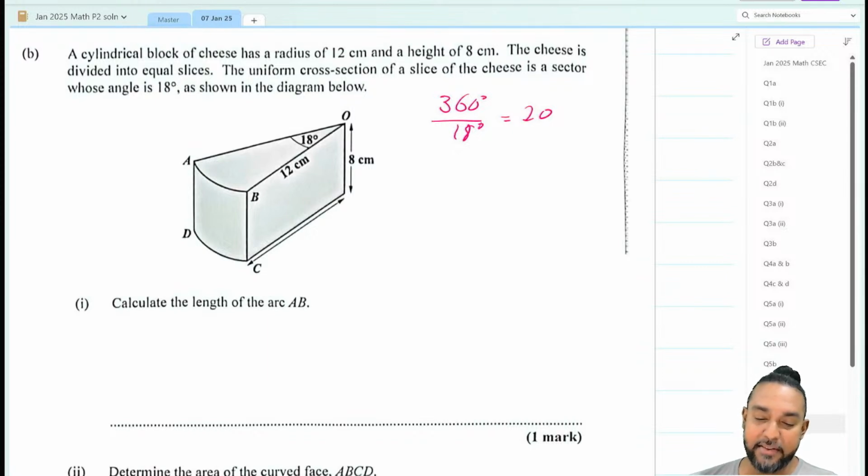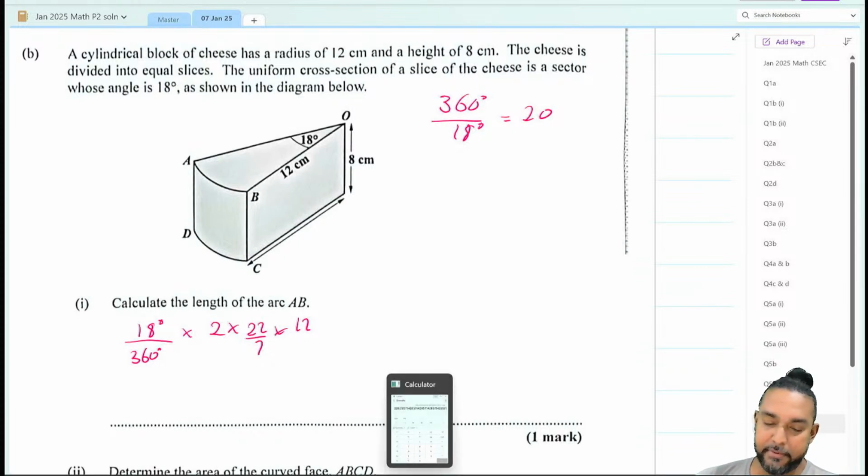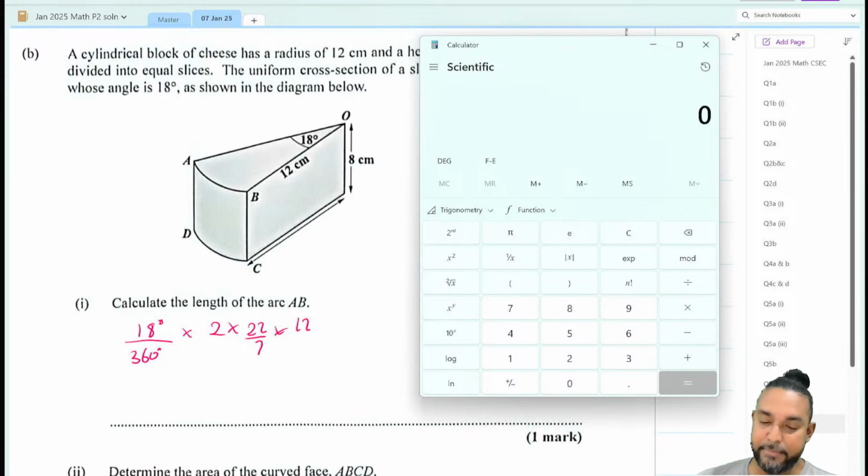So calculate the length of the arc AB. So the length of the arc. Again, that's the fraction of the whole circumference. So the angle is 18 degrees out of 360 multiplied by 2 pi r. So it'll be 2 by 22 over 7 by 12. 18 into 360 goes 20 times, 2 into 20 goes 10 times. So you have 22 by 12 over 7. Whatever, just plug it into your calculator, right? I'd like to work things mentally because it keeps your brain active and capable.